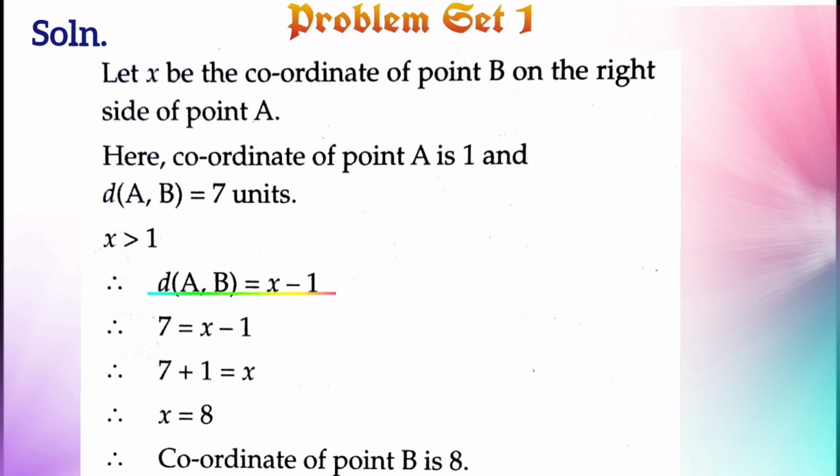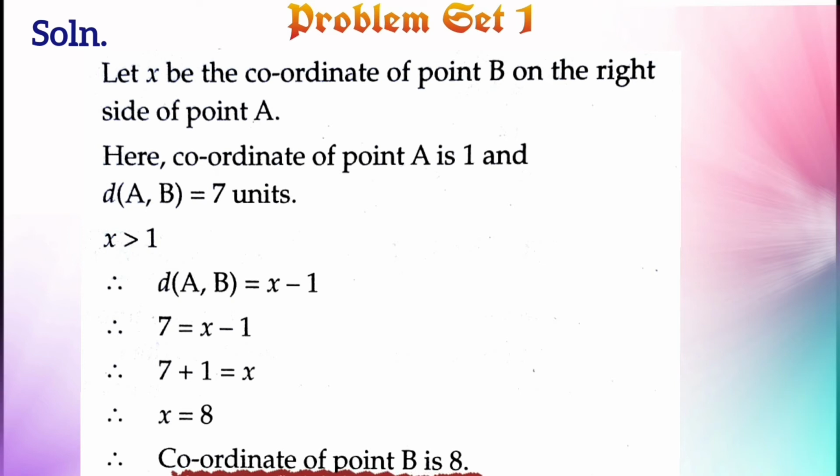And now we will substitute the distance of A and B, that is 7. So therefore 7 equals X minus 1. Now we have to find the value of X. So we'll keep it alone and minus 1 will get shifted to the other side. It will become plus 1. So X equals 7 plus 1. That is 7 plus 1 is 8. So therefore the coordinate of point B is 8.